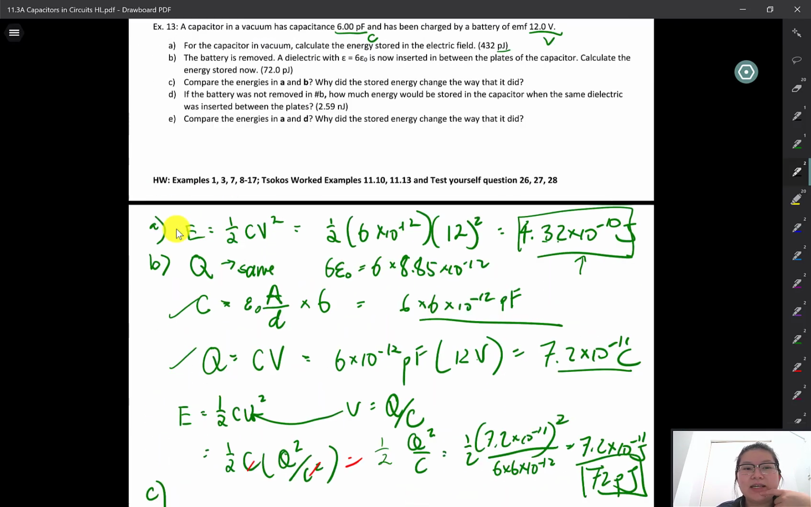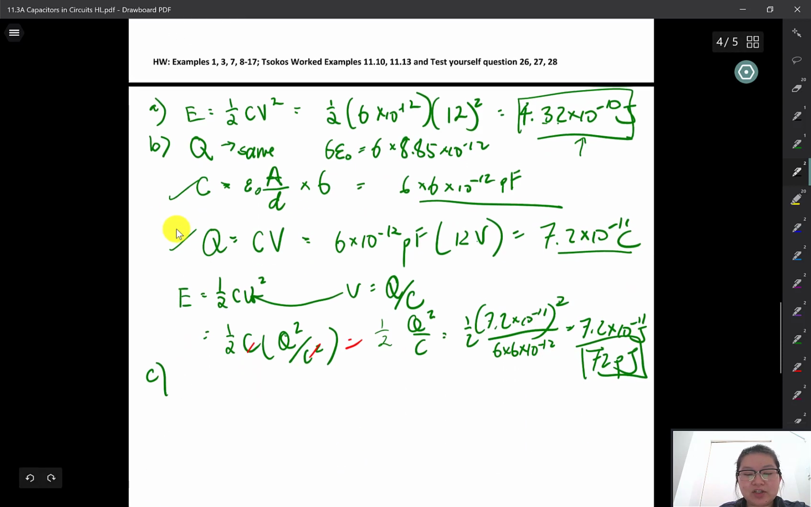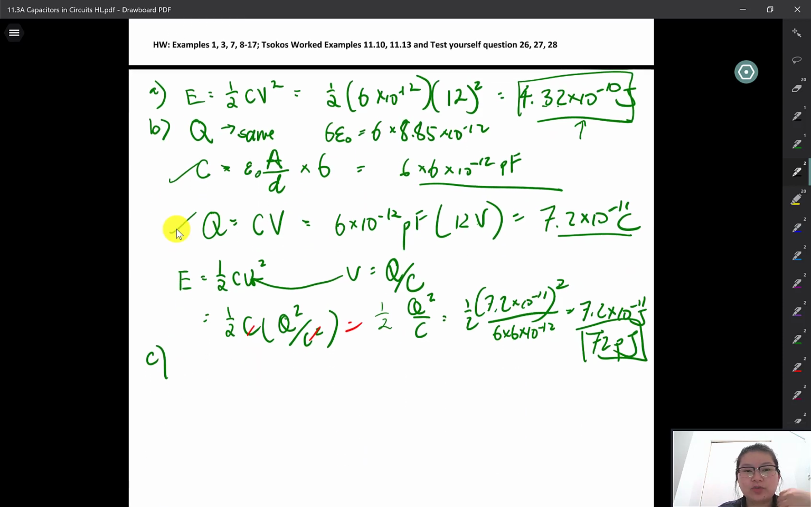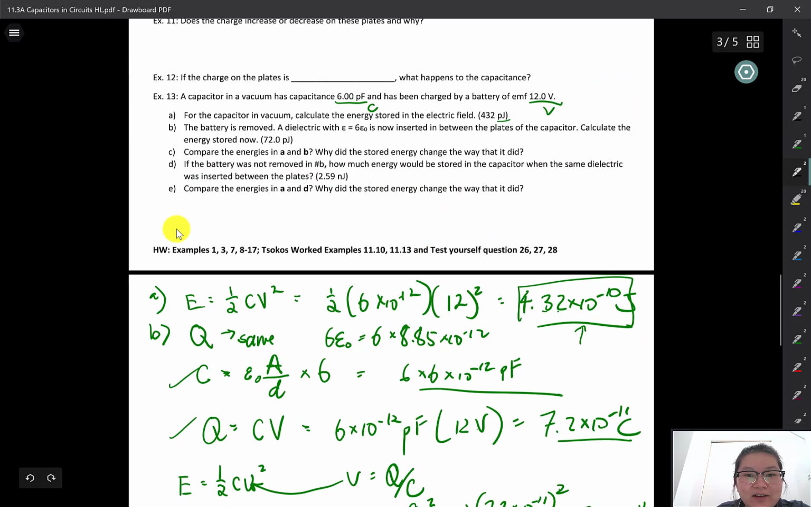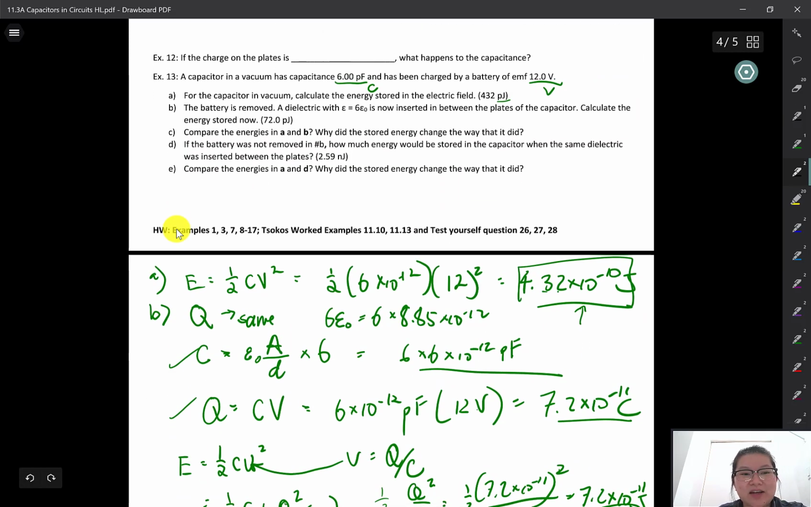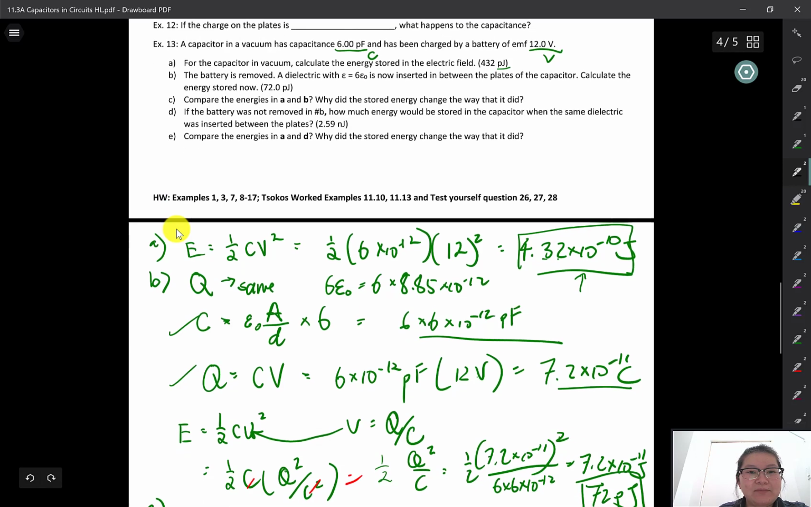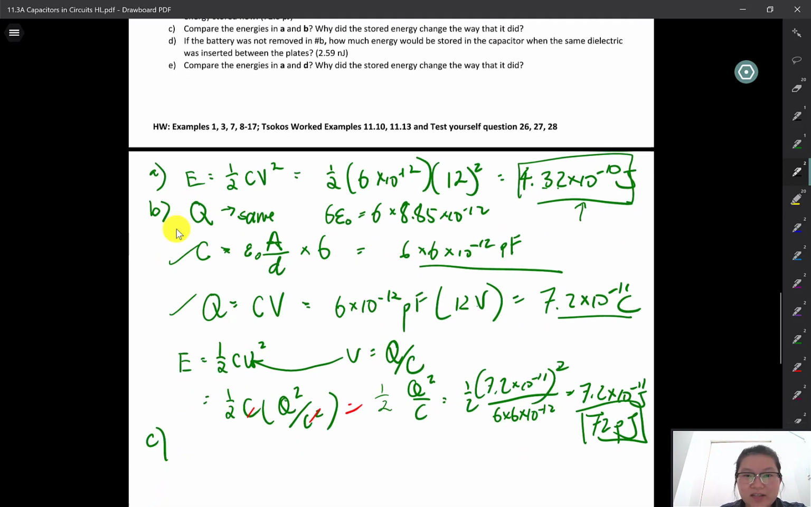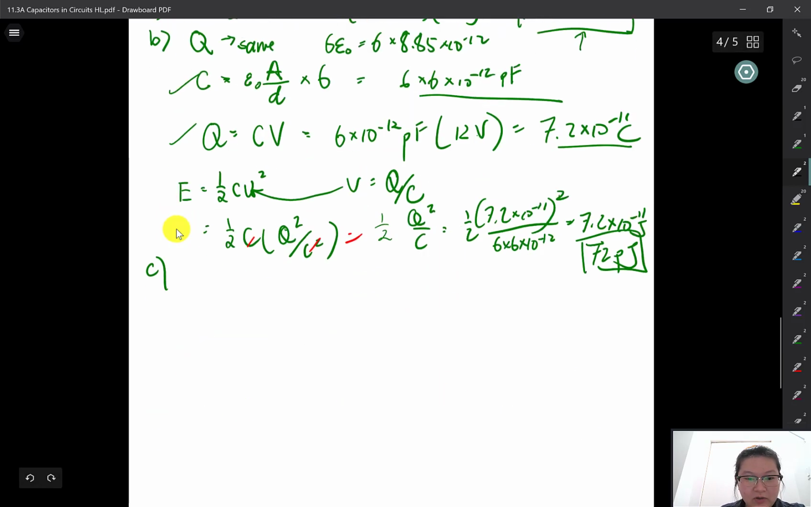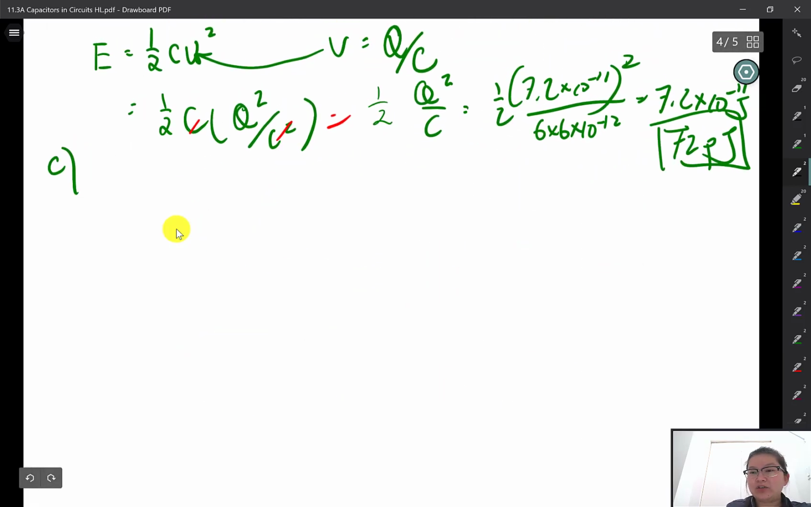Okay, so D, if the battery was not removed in B, how much energy would be stored in the capacitor when the same dielectric was inserted between the plates? So in this case, the prediction is that the energy stored should be higher. Do I have to answer that later? Well, guess what? We're going to answer that later. So let's save it till E. But the expectation is the energy will be higher. I'll explain why later.